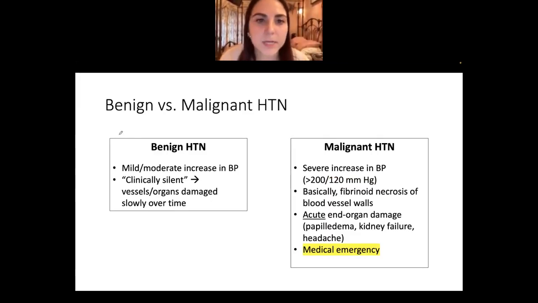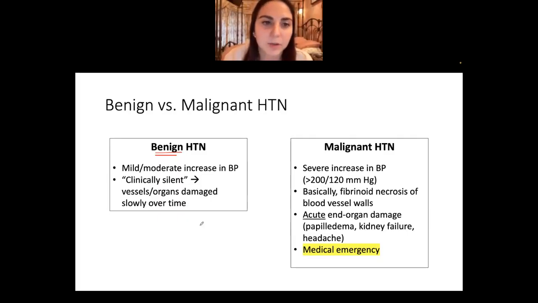Okay, and then he talks about benign versus malignant hypertension. Benign hypertension is basically a moderate increase in blood pressure. This is clinically silent, which is kind of a tricky concept. Clinically silent means there's nothing bringing the patient in right now. But even though it says benign, over time the vessels and the organs are going to get damaged because you still have high blood pressure.